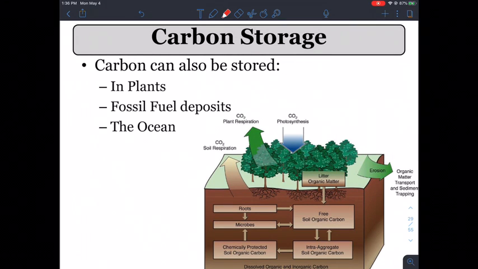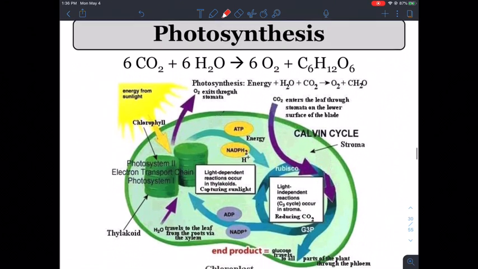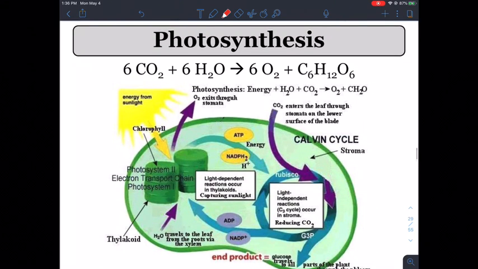Carbon dioxide can also be stored in the tissues of plants, and also in fossil fuels. Also, the ocean absorbs a lot of carbon dioxide. And photosynthesis is the opposite of cellular respiration, where you take carbon dioxide and mix it with water to generate oxygen and sugar. So photosynthesis and cellular respiration are linked together.